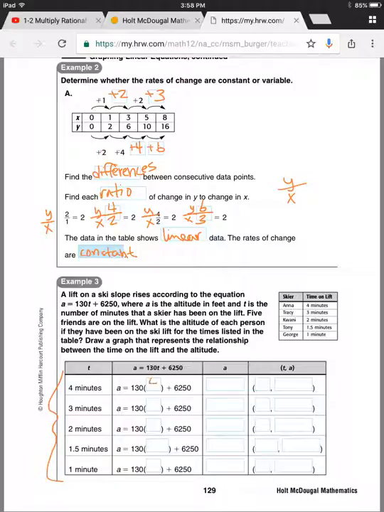So we have 130 times 4 plus 6,250, and that's 6,770. So when T is 4, remember, T is your X, A is your Y, so you remember what order to write them in. A is 6,770. Now we have T being 3 minutes, so we put 3 in for T, we multiply by 130 and add 6,250 and get 6,640. So when T is 3, A is 6,640.